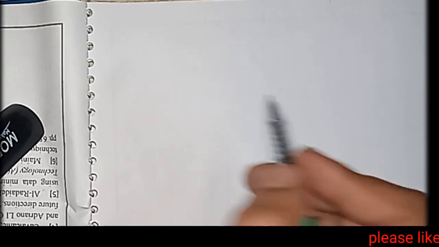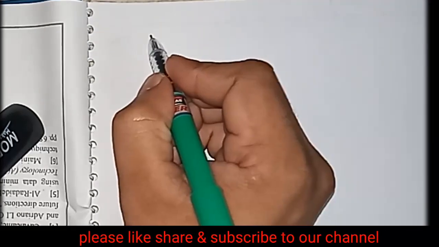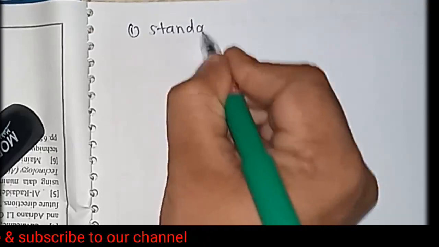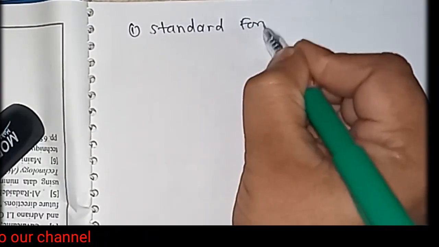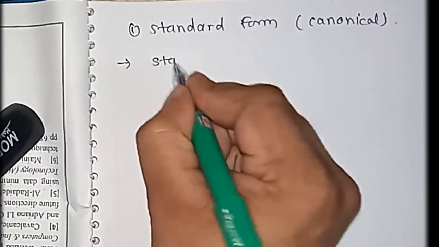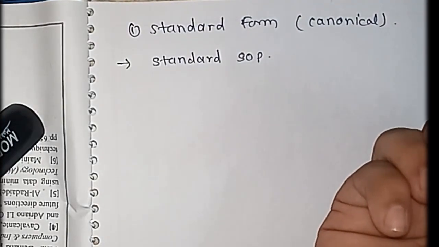Now these two types of equation are available in standard form or in unstandard form. So let us first see the standard form. Standard form is also called the canonical form of equation. Okay, so first we will take the example of standard SOP.